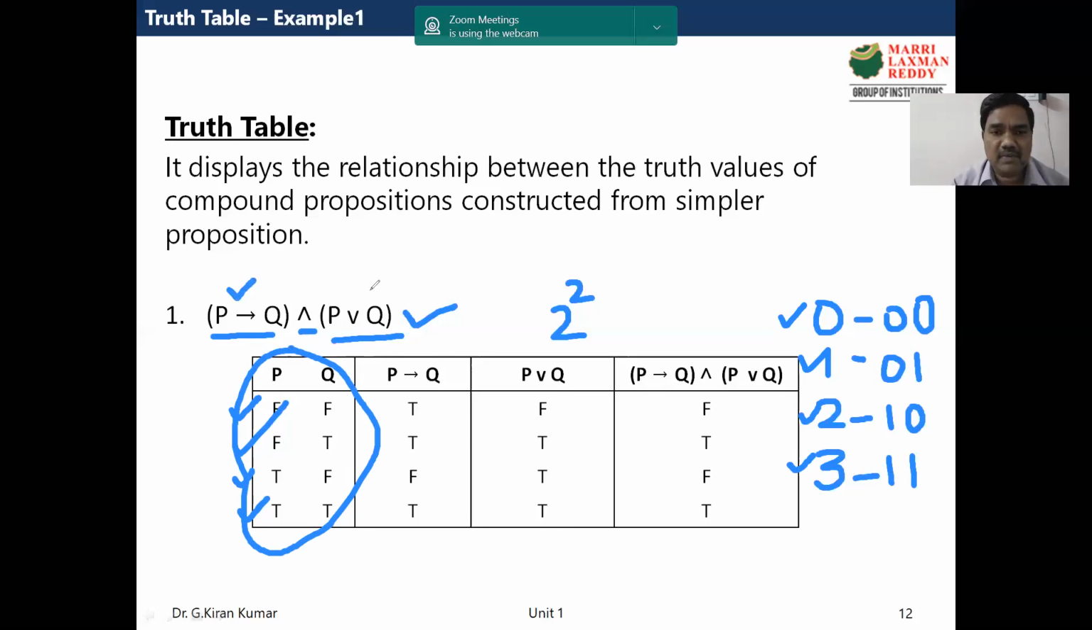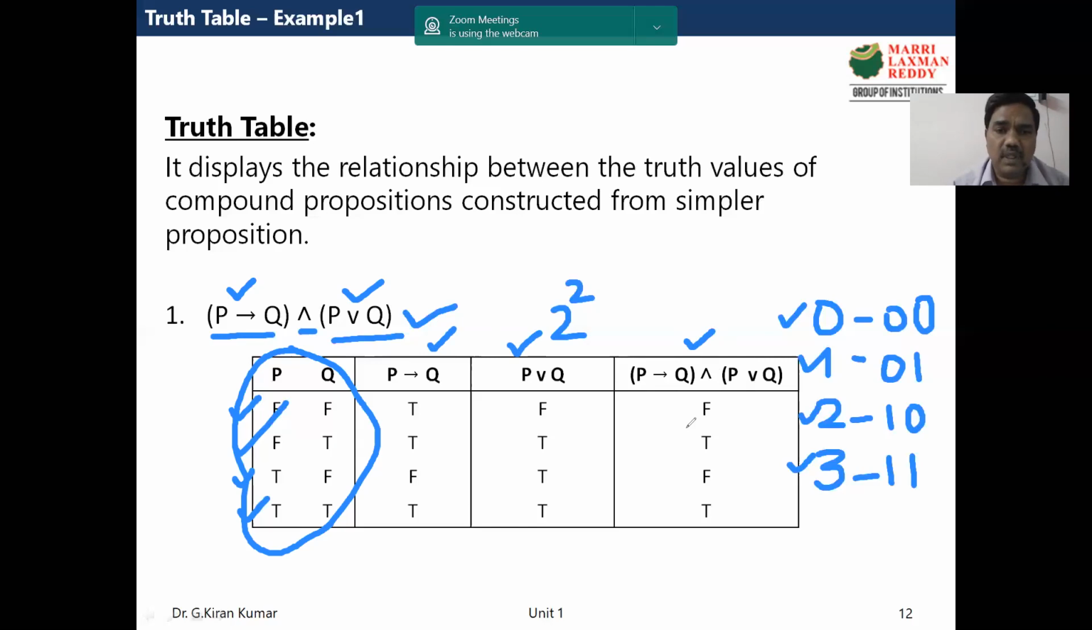Then in the next column I can do p or q. Okay, and after doing these two, then I can do (p implies q) and (p or q). So that is the reason, if you see the truth table, first I did p implies q, then I did p or q, then I did (p implies q) and (p or q). Okay, so these are the final values. The last one is the final answer for the truth table.